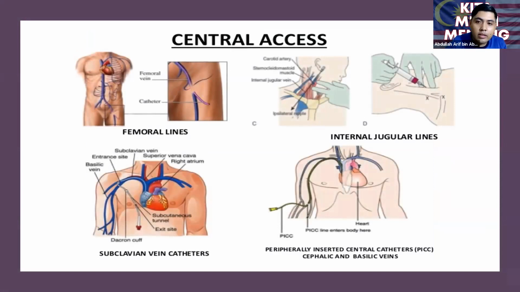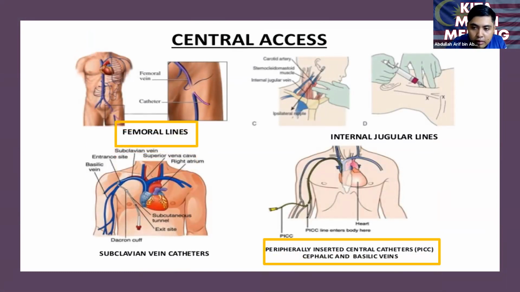So this is the central access. As you can see, femoral lines, PICC, internal jugular and subclavian. Today I will be focusing on femoral and PICC. Next.